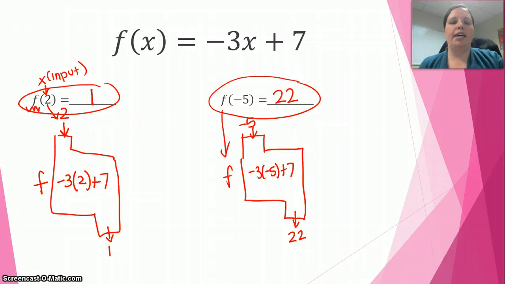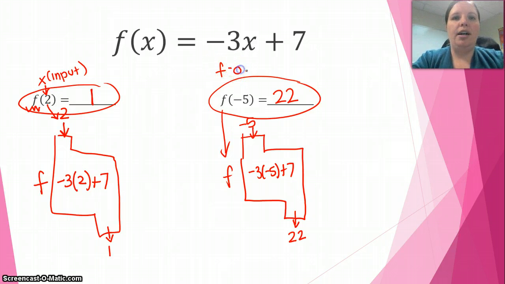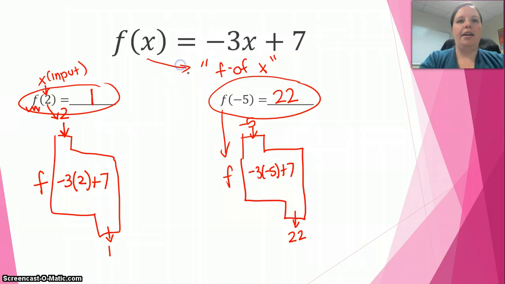So f of -5, and how we pronounce this, I've been saying it but not telling you. How we pronounce it is you say f of, and then, like f of x, f of -5, f of whatever is in the parentheses. That's how you pronounce that correctly.